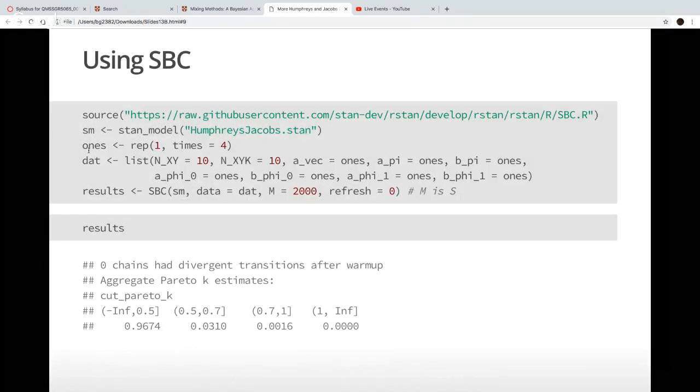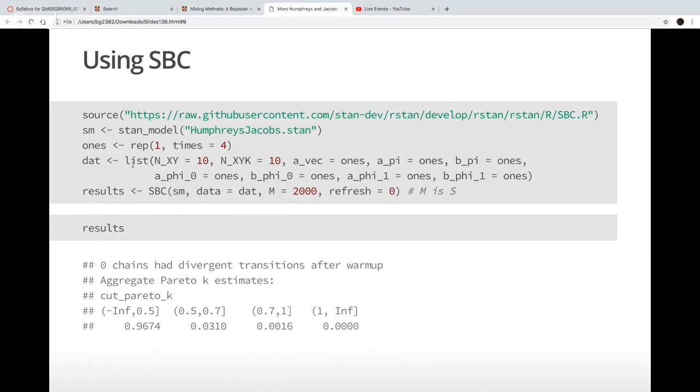So how do we do this? Like I said, the next version of RStan, which hopefully should be out next week, has this function called sbc.R that you can source in. You call the stan_model function on your program that I just defined there to compile it to a thing that I call sm, for Stan model.